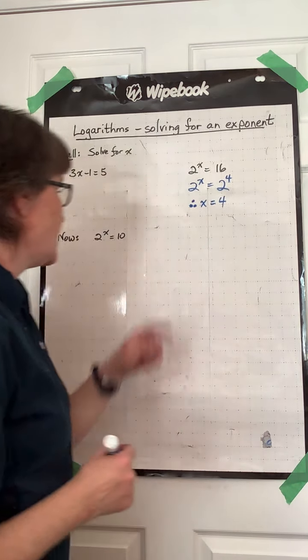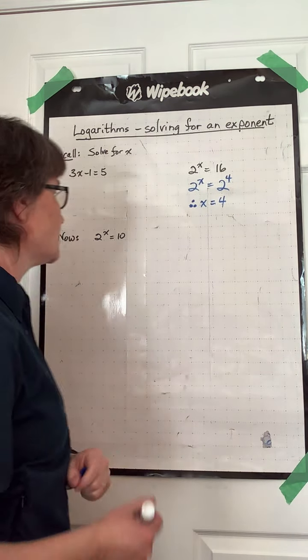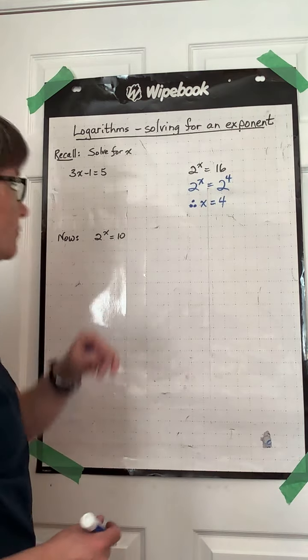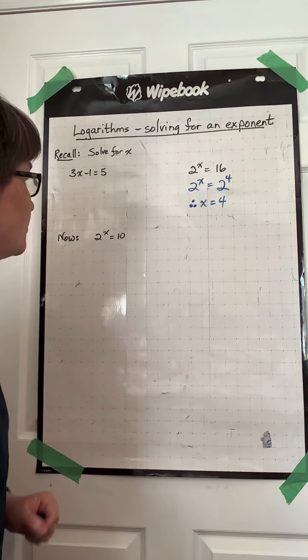Okay, so then how do we solve something like 2 to the power of x equals 10? That's what we're going to use logarithms for. But let's back up to another recall for a moment and think about solving for x here. 3x subtract 1 equals 5.